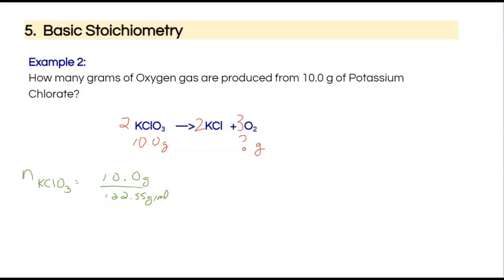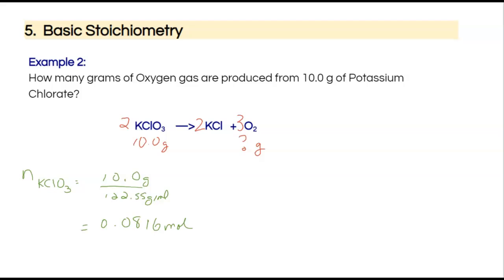And so the next thing I want to do, once I have that value, which I'm going to calculate right now, comes to 0.0816 moles. I'm going to leave that at 3 sig figs, but I'm not going to round it on my calculator. I'm going to write it with 3 significant digits because of that 10.0 grams. Okay, and so the next thing I'm going to do is my mole ratio.